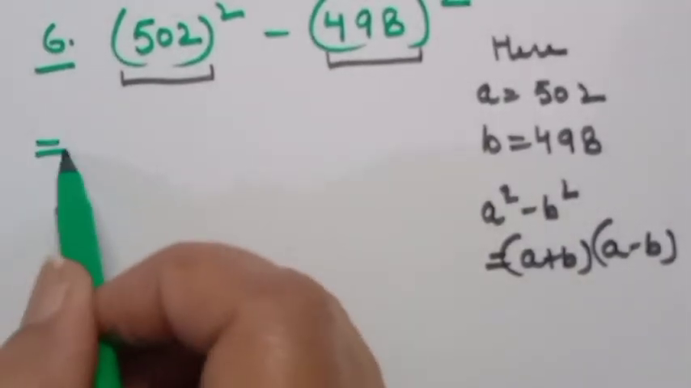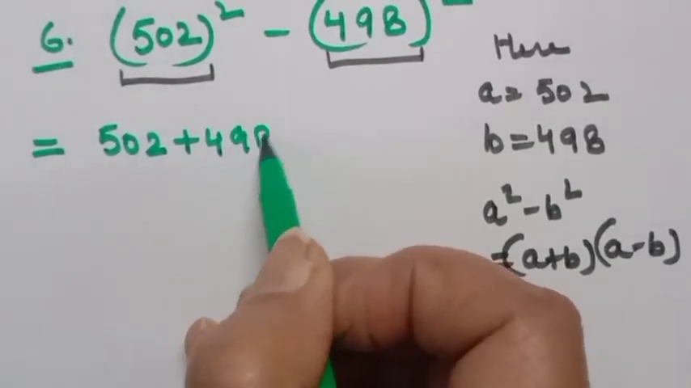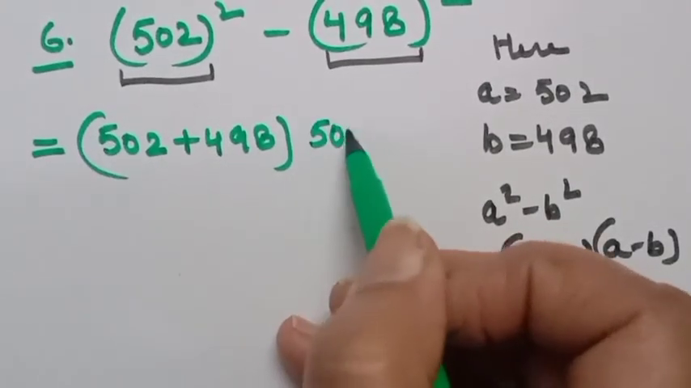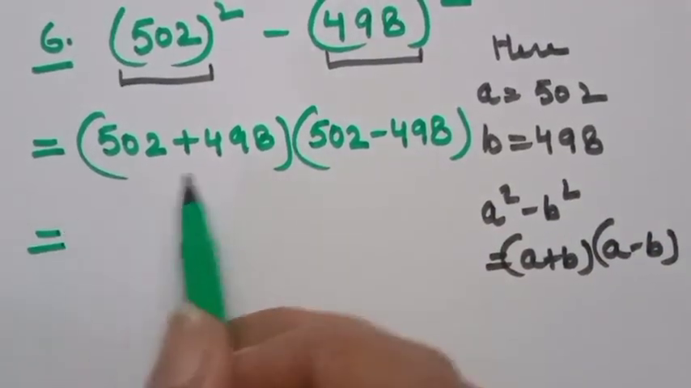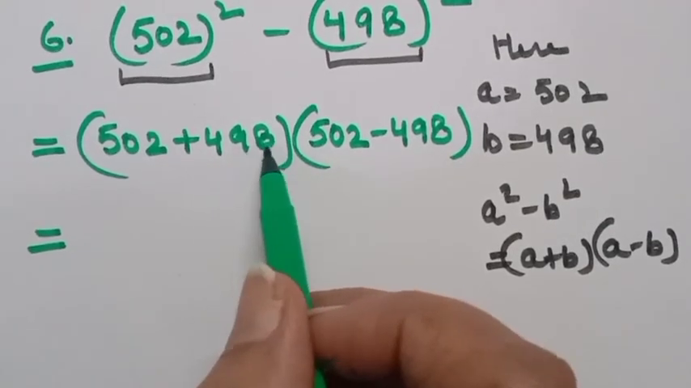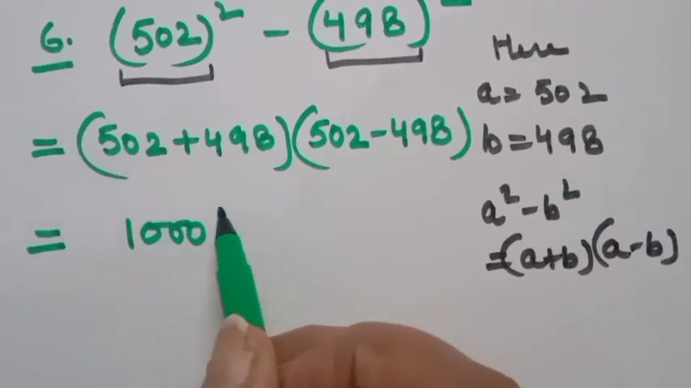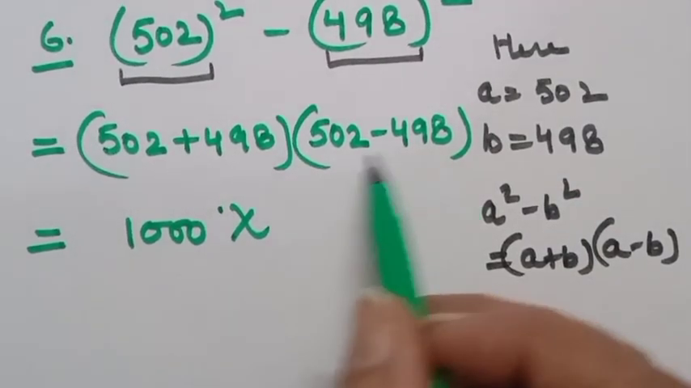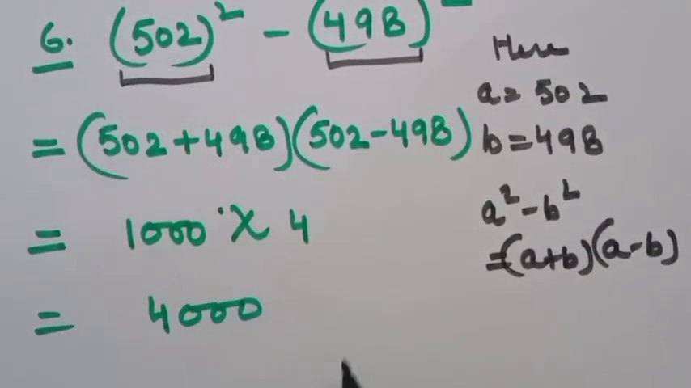Okay, so this is going to be the next step. We have to add ones and we have to subtract ones. 502 plus 498 in one bracket and 502 minus 498 in the other bracket. So when you solve, what will you get? 498 plus 2 is 500, and 500 more is 1000, a simple mental calculation. You can do it as you are comfortable, and 502 minus 498 is 4. Now you will multiply and you will get 4000 as your answer.